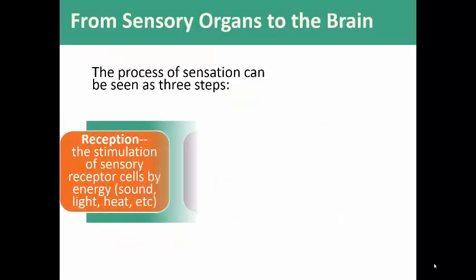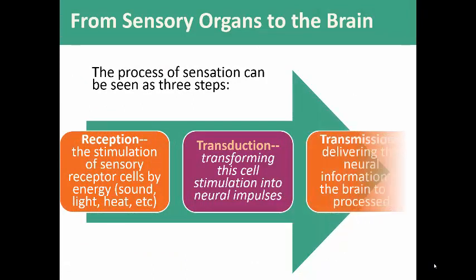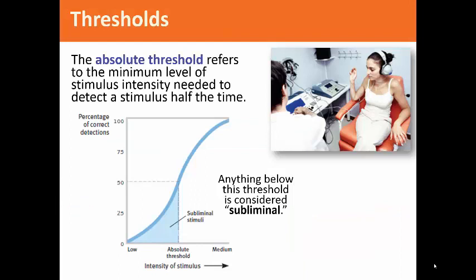From sensory organs to the brain, the process of sensation can be seen as three separate steps. The first is reception, the stimulation of sensory receptor cells by energy, like sound, light, heat, etc. That's the physical part, where our fingers are touching something or our nose is smelling something. Transduction is transforming this cell stimulation into neural impulses. Now it's going into the neural synapses and making its way up to the brain, which is the transmission part, where it's delivering this neural information to the brain to be processed. That's the perception part of it. We'll see in sensation and perception that there are lots of different thresholds.